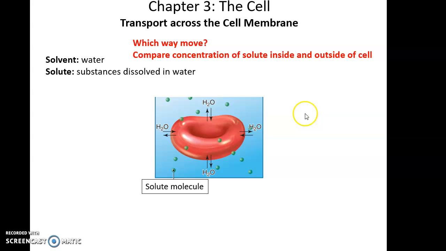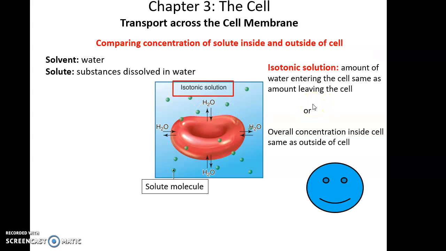So the question would be, which way would the concentrate move? And looking at this solution, we see that the arrows are pointing in each direction and they're all equal in size. So the material leaving the cell is the same amount as the water entering. So water exiting, water entering at the same rate. So the net movement is 0.